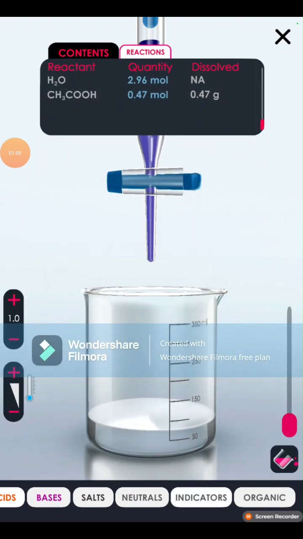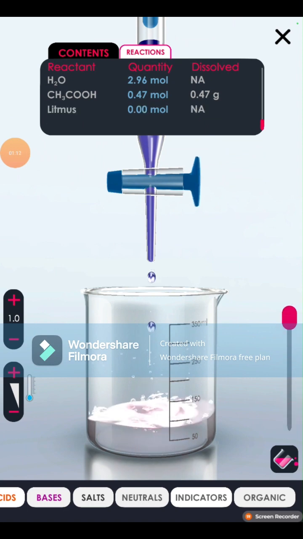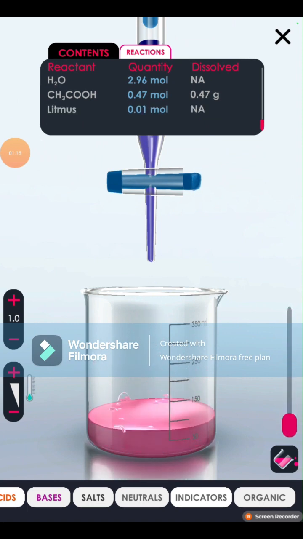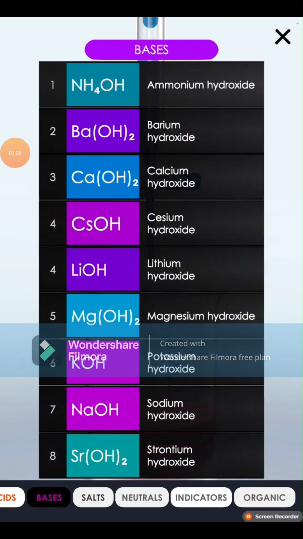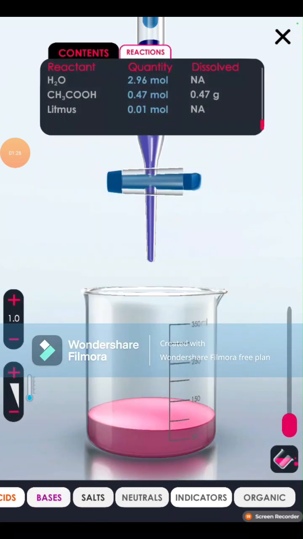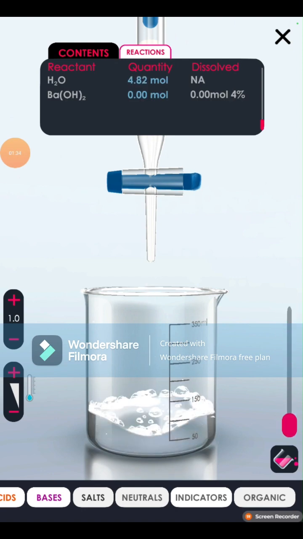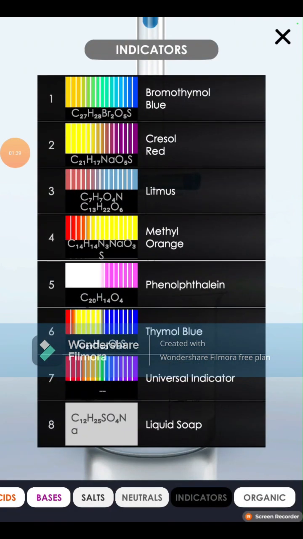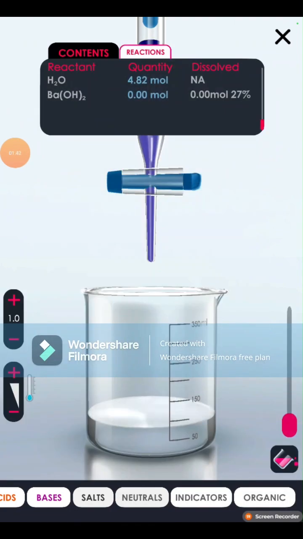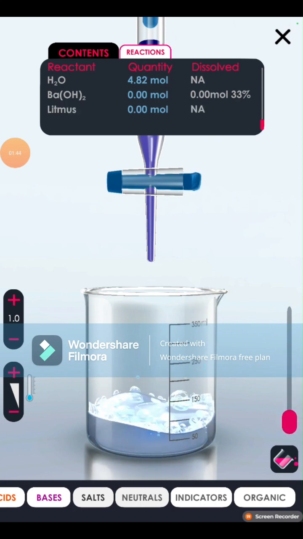It is expected for acid to turn red. So let's check. Here, as you can see, it has turned red. If I add a base over here, neutralization would happen. So let me first clear this and then add a base to the solution. After adding this base, I'm going to put the indicator litmus. It is expected to turn blue. As you can see, it has turned blue.